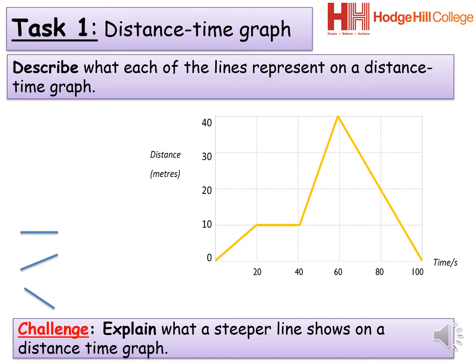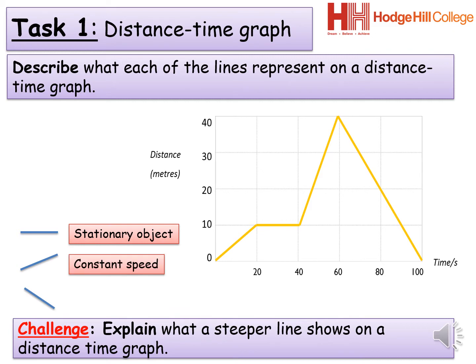Now a line going upwards tells us the object is moving forward, but at constant speed. For example, between 0 and 20 seconds, the object has moved to 10 meters at constant speed. And a line going downwards, like for example between 60 and 100 seconds, that tells us the object is moving at constant speed, but back to the start.